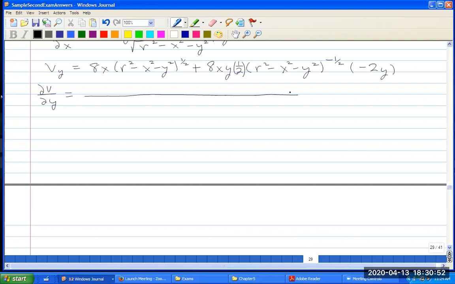getting a common denominator, the square root of r squared minus x squared minus y squared. So we're going to be dividing each of these by that. So let's multiply and divide by the square root of r squared minus x squared minus y squared. So you get 8x, and let's multiply the 8x inside the parentheses. r squared minus 8x cubed minus 8xy squared minus, again, the 2's cancel.